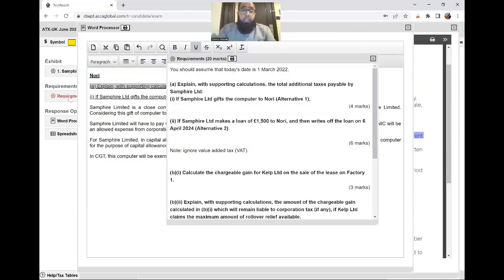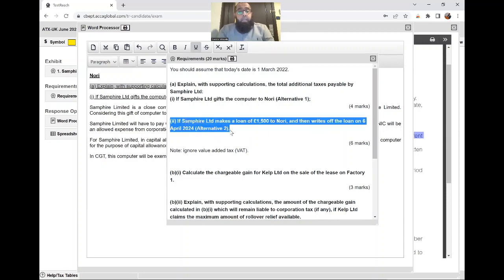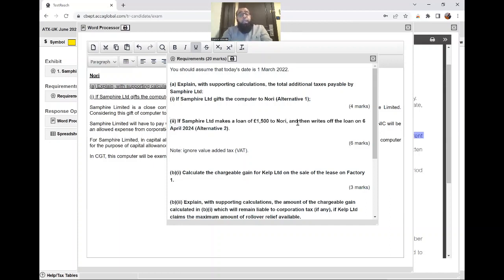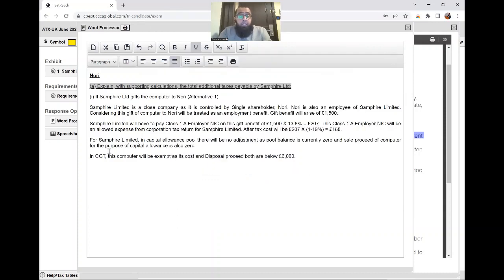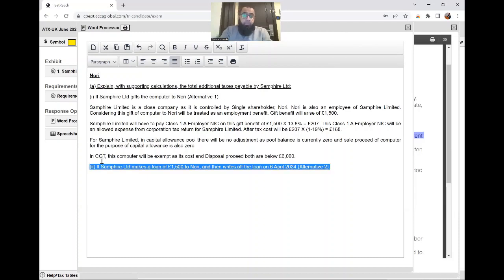Now let's go to the second requirement. Part 2, if Samphire Limited makes a loan of £1,500 to Nuri and then writes off the loan on 6th April 2024, what will be the tax implications? We have to think. There are 6 marks available. Let's read the alternative 2 also.